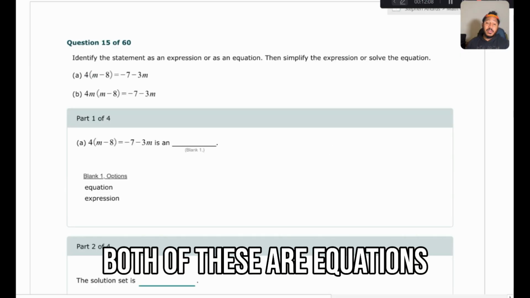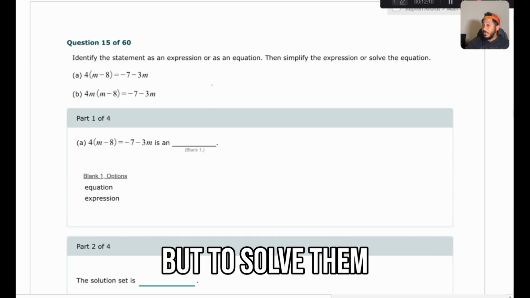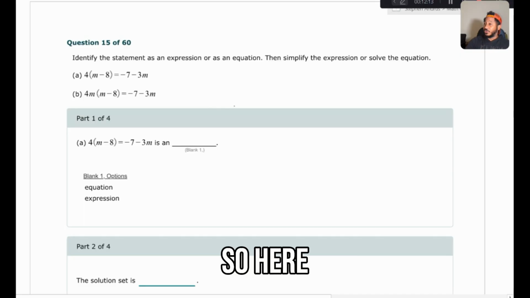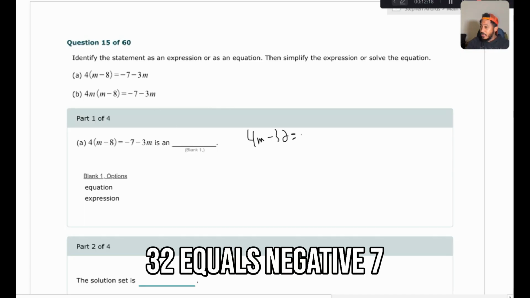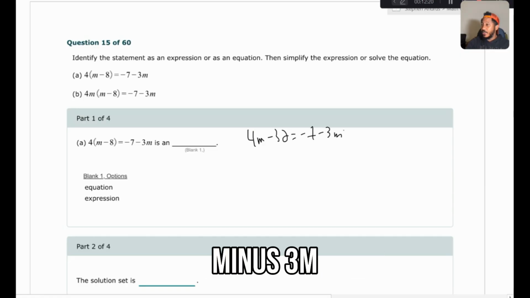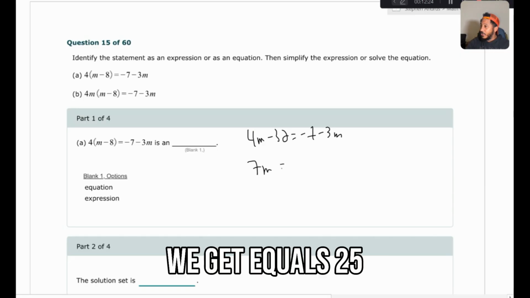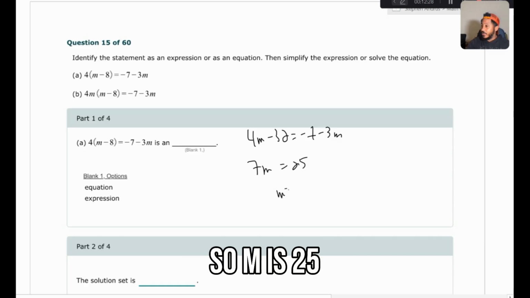All right, same thing here. Both of these are equations, but to solve them, we have to simplify things, right? So here, if I distribute the 4, we get 4m minus 32 equals negative 7 minus 3m. But now it's a linear equation. So to solve it, add 3m, 7m. Add 32, we get equals 25. And divide by 7. So m is 25 over 7.